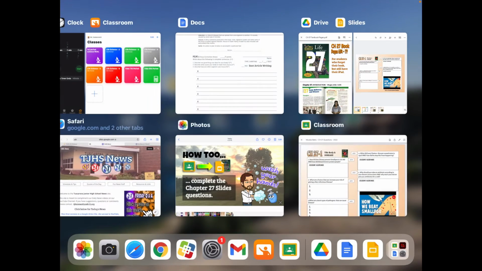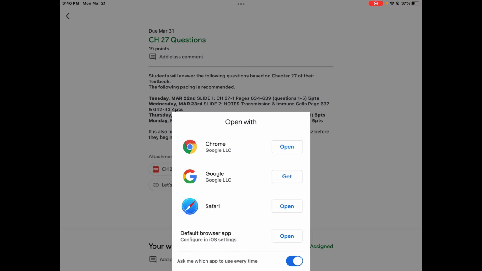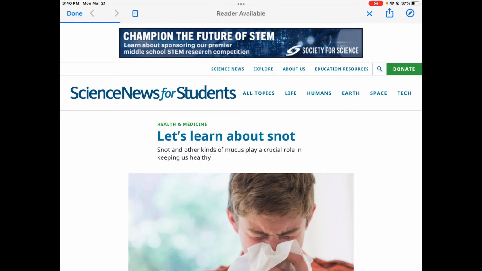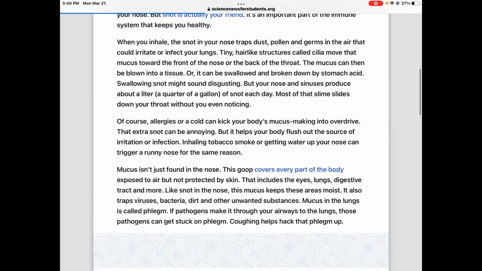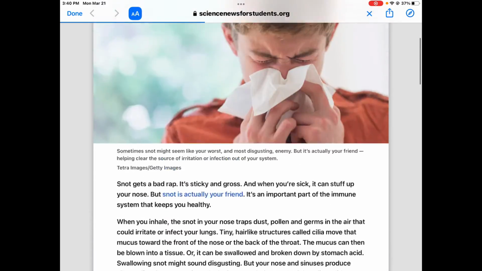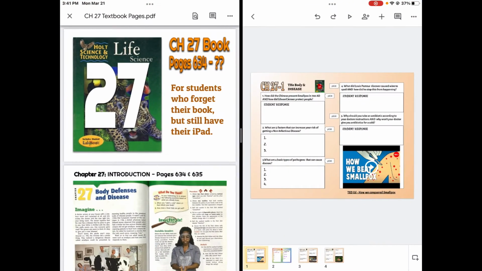Now back in Google Classroom, if you needed it, the third link, or the second link here, was a link to the Snot story. So if you wanted to do the Snot story alone, you could open that up and pop it into Reader View and have your iPad read to you, if that's what you preferred. But back to the work.